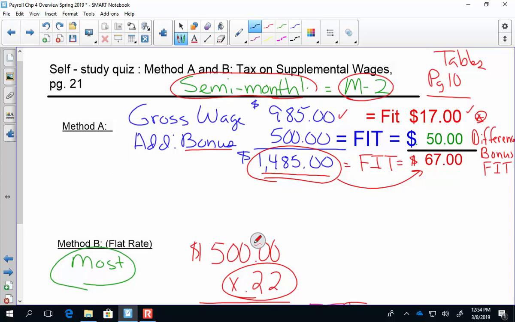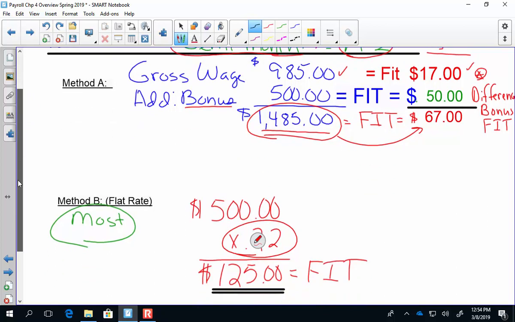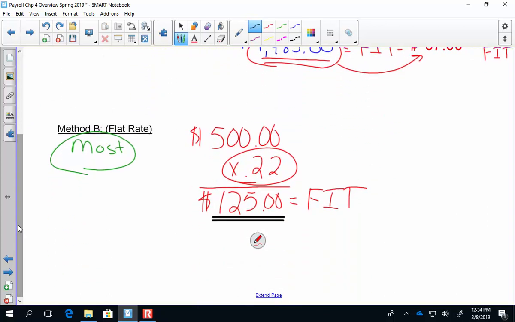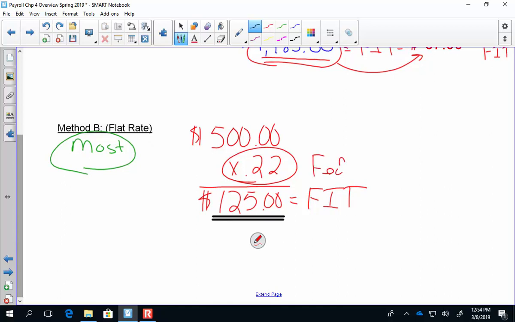And that's one method. The second method is method B, much easier. Most employers will do it this way because it's very simple. I don't have to compute the tax 2 times. I can just use the federal rate that is a default rate.